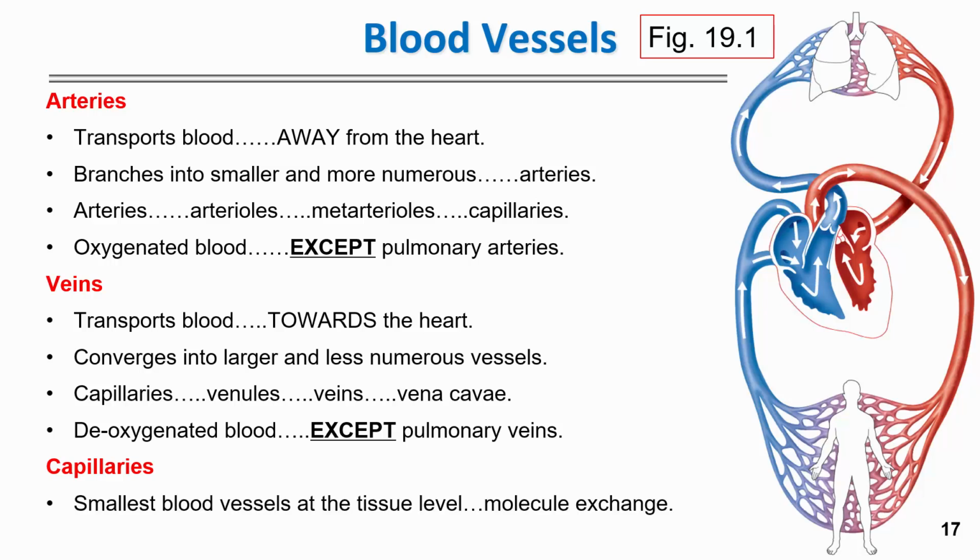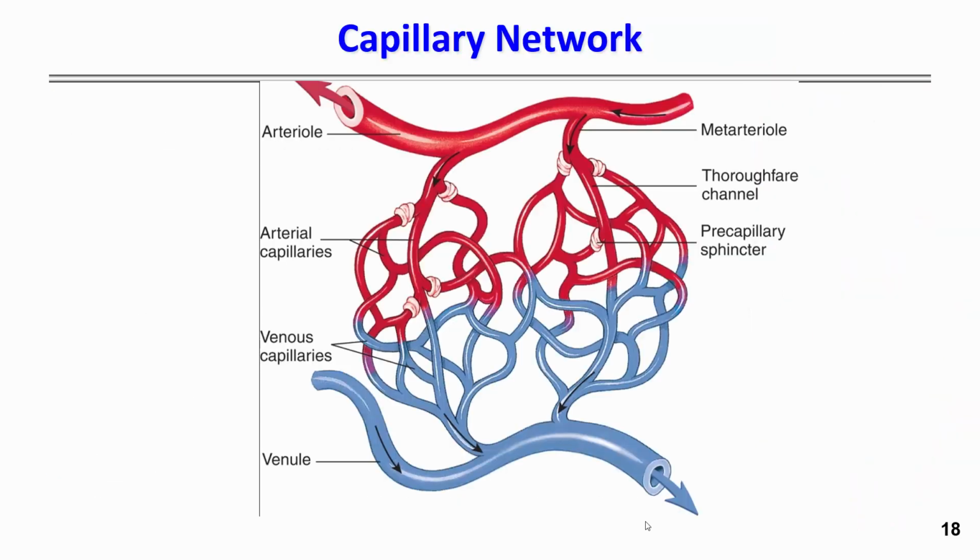At the smallest diameter level are capillaries, and these are the smallest blood vessels at the tissue level, and that's what's illustrated here at the very bottom of the right hand corner of the slide. Here we see red, oxygenated blood being transported towards tissues, and then at the smallest diameter level are these capillaries, where the blood exchanges molecules with those tissues. And in this illustration, what we're looking at here is that capillary network.